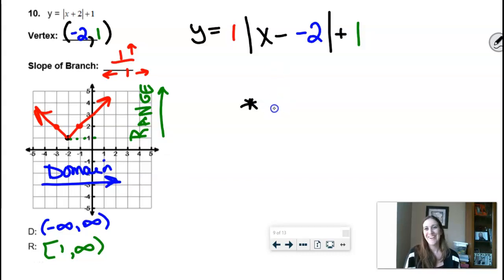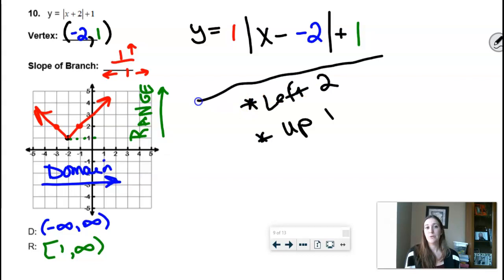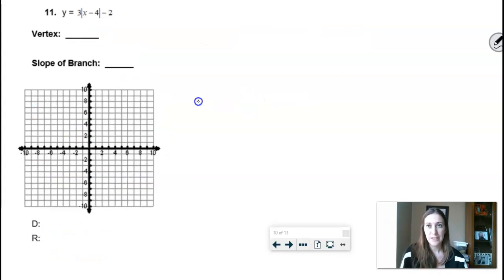All right, so let's talk about transformations, even though it didn't actually ask me to do this. This one was clearly transformed to the left 2, up 1. And that's it. So anytime that concept of identify the transformations comes up, you know what to do.